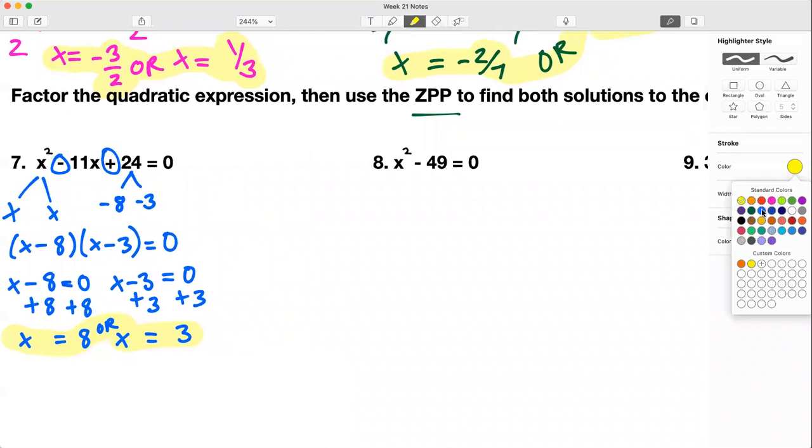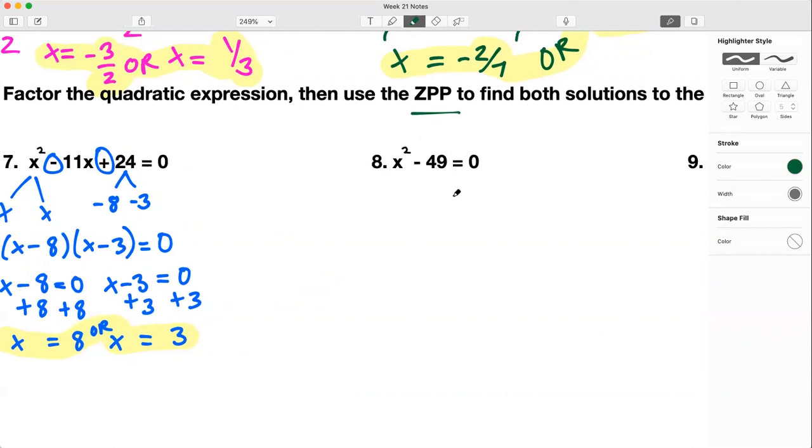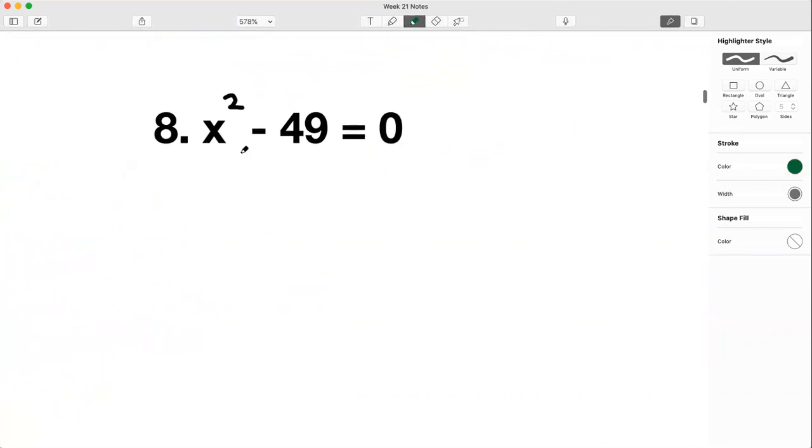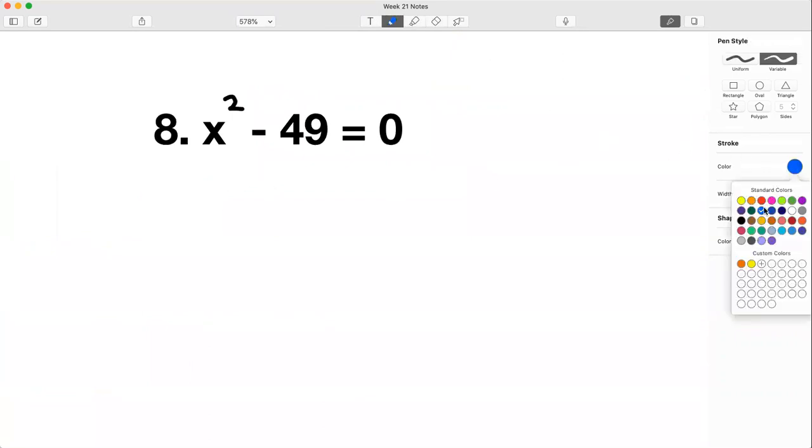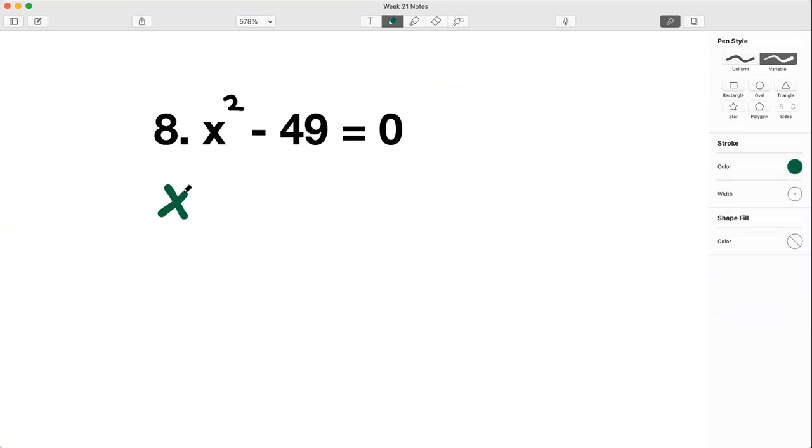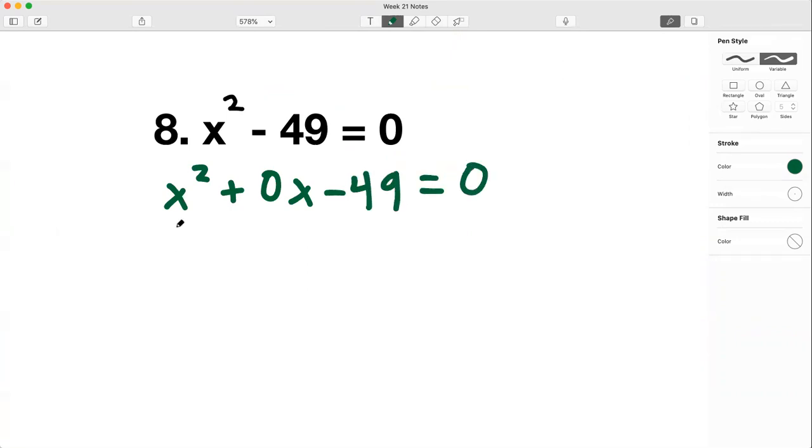So let's do number 8 in blue. We're going to factor number 8. So we're going to add that middle term in there, and this is a little bit too thick for me. Plus 0x minus 49 equals 0. So we're going to factor. So what two factors of 49 have a difference of 0? Well, that's 7 and 7.